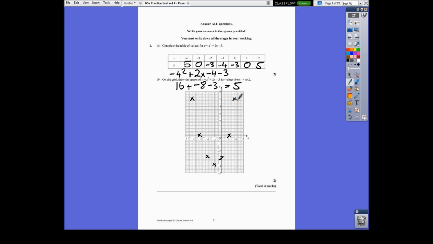Then we need to join this up with a smooth curve, going through all of the points.